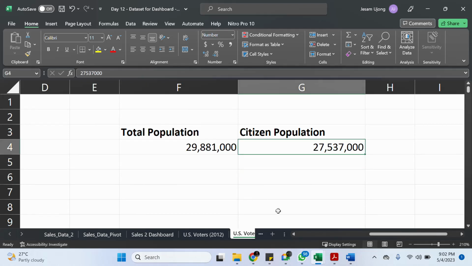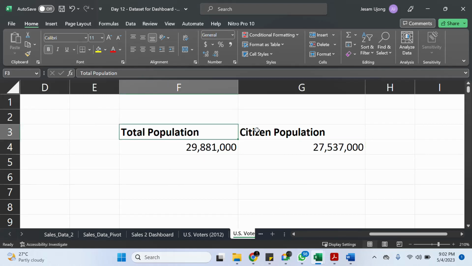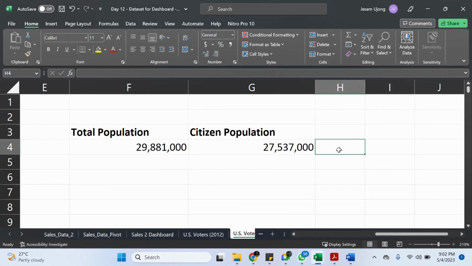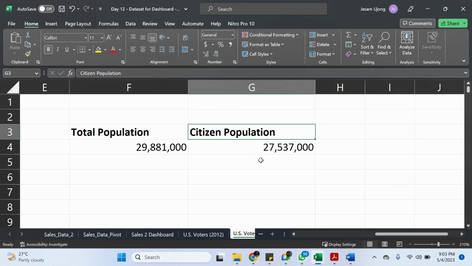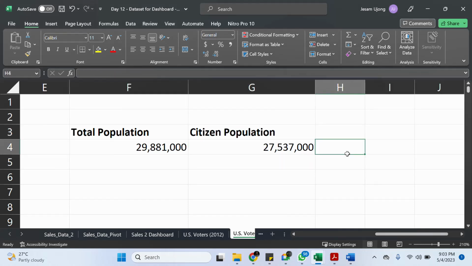Okay, so total population, total citizens, right? So basically, if we want to find what percentage of the total population are citizens, we do citizens over total population, right? And then convert it to percentage, 92%.